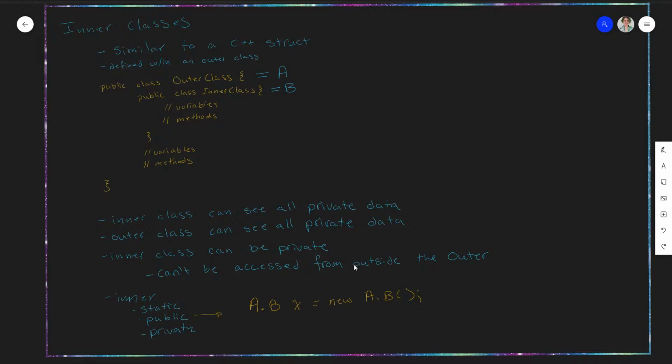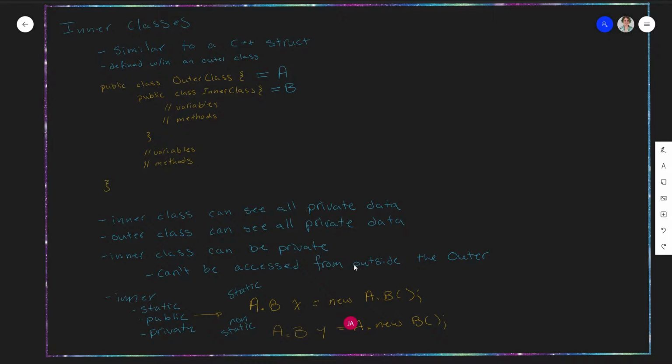Now, if it's not static, this is going to change how we do it. So this is static here. If it's non-static, we are going to do something different. It's going to look a little bit different. We're going to do outer class, so A dot B, just like we saw above. We're still going to do a variable name, so let's say this is Y this time. And instead of doing that new where we did it before, it's actually going to move a little bit. We're going to do A dot new B.